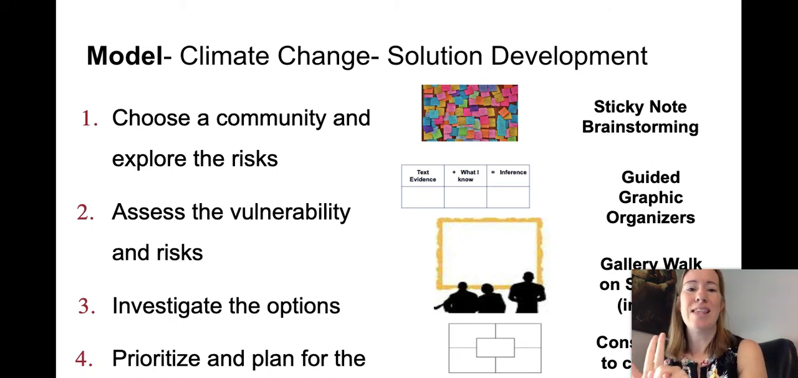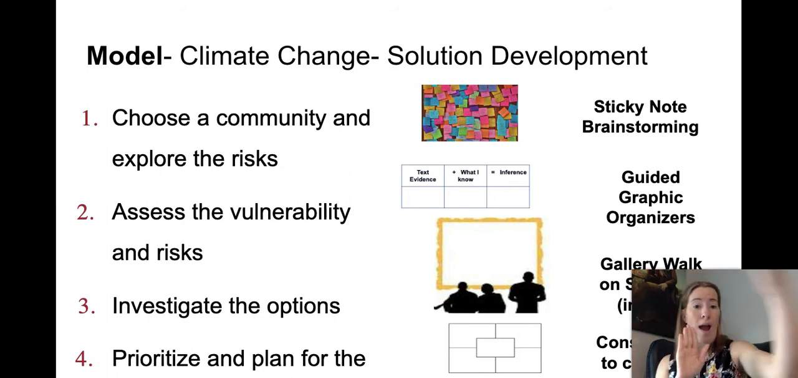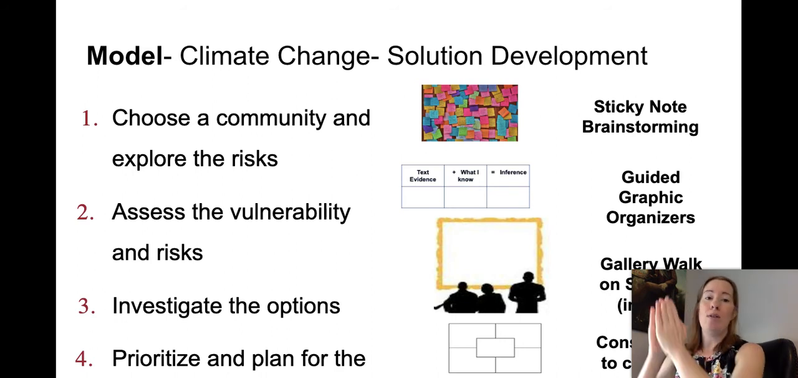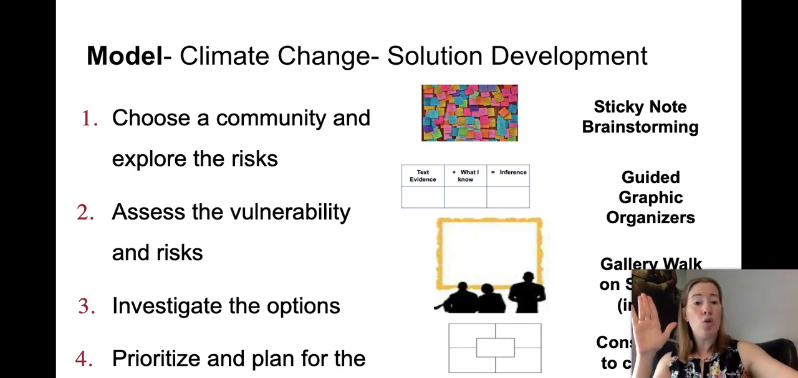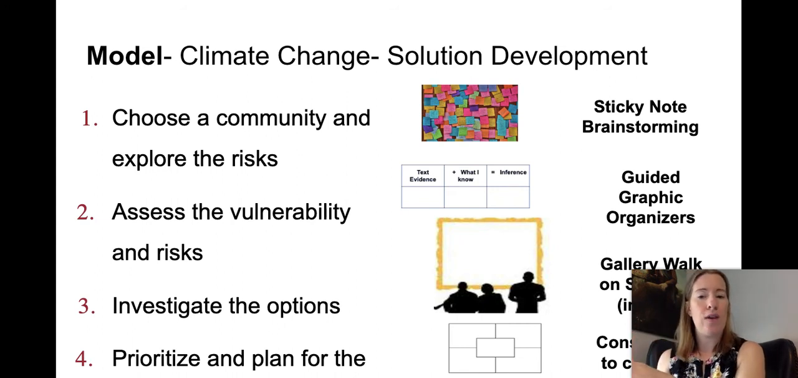Then they got to assess the vulnerability and risks. They did that by reading an article and then using those sticky notes on that Jamboard to brainstorm. All right. Then we wanted to investigate the options. Well, what's out there? That's when we used what would have been a walk around in our classroom, but we used that series of different Google documents and we went through and made comments as though we were actually observing them in person.